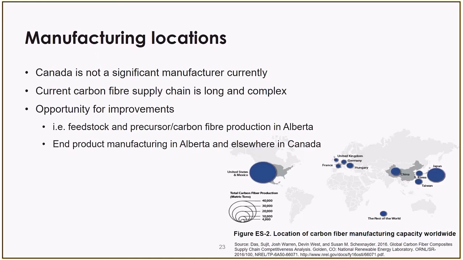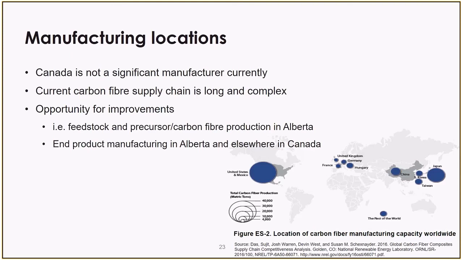And so another element of the business case is also manufacturing. On the map on the bottom right corner of your screen, you'll see essentially an intensity plot of the different countries around the world and their carbon fiber capacity. So Canada is not a significant manufacturer at the moment. Manufacturing is dominated by the United States, Japan, China, Korea, Taiwan, and a handful of European nations.